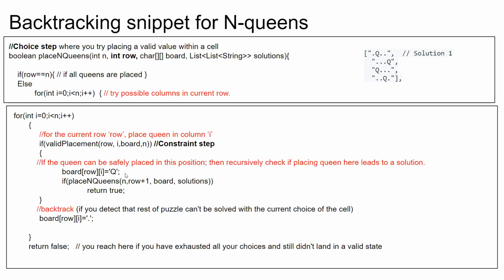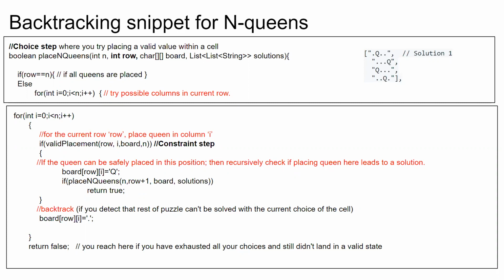Now the next step is using this placement, can I solve the rest of the puzzle, right? Does this lead to a globally correct solution? And what I need to do for that is I just need to move to the next row to place the next queen. And this is where I make the recursive call. Essentially what this is saying is, if this leads to a globally correct solution, then you return true. Then you have solved the puzzle, one configuration.